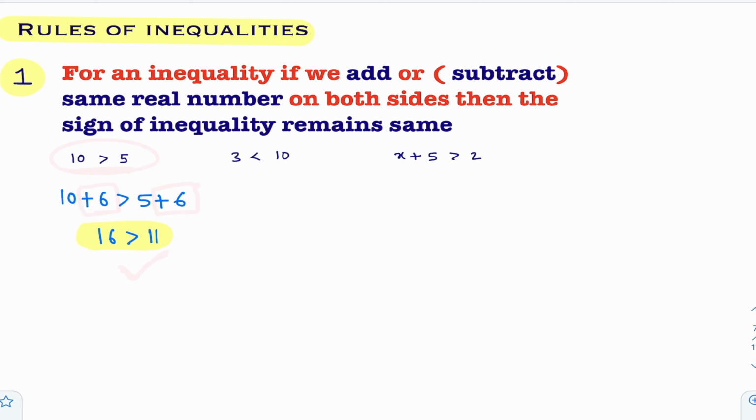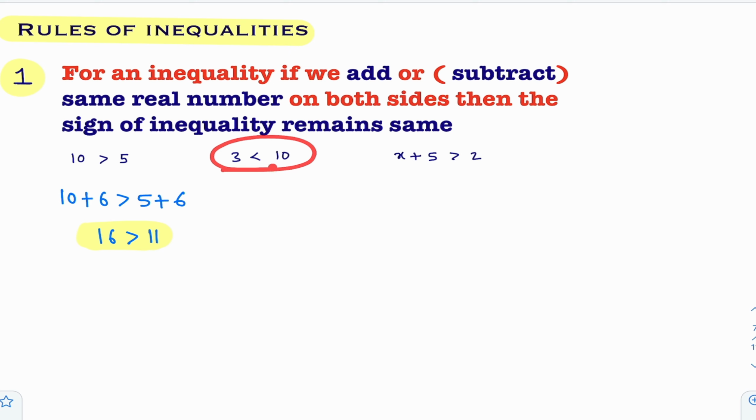That means here greater than is there, na? That greater than remains greater than only. For an inequality, if we add same real number on both sides, then sign of inequality remains same. You see, this works for subtraction also. Here, I taken this example.